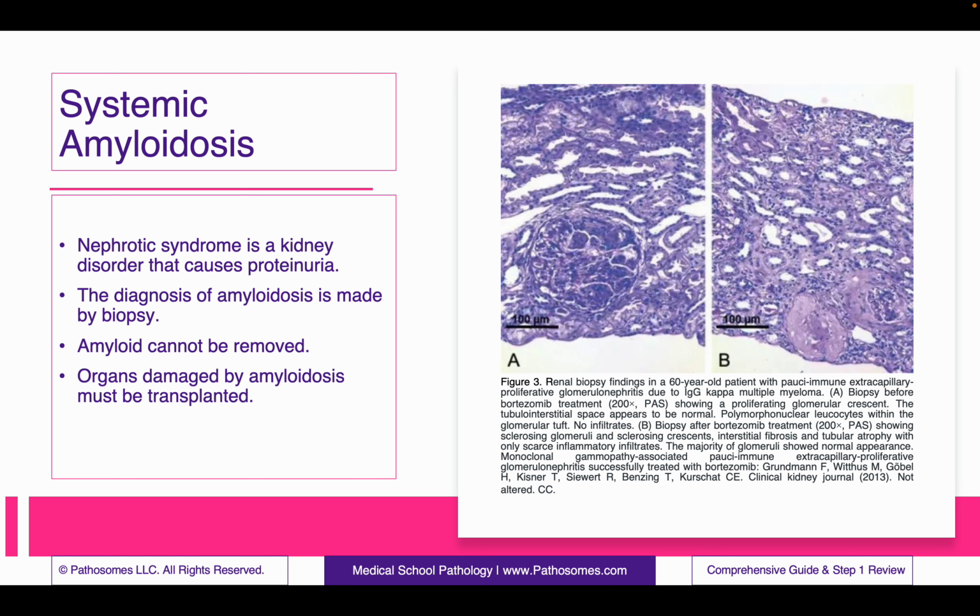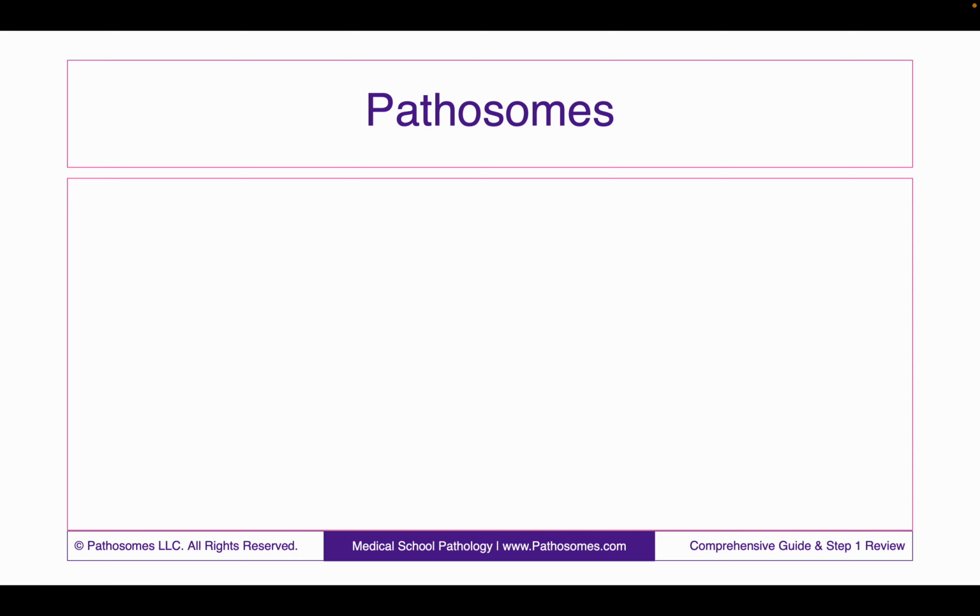The diagnosis of amyloidosis is made by biopsy. And unfortunately, there's no procedures to date to remove amyloid. So amyloid cannot be removed. Organs damaged by amyloidosis must be transplanted if warranted. And that wraps up amyloidosis and amyloid pathology in general.